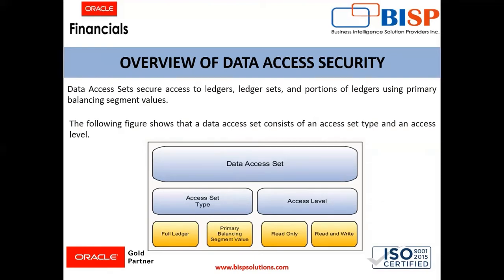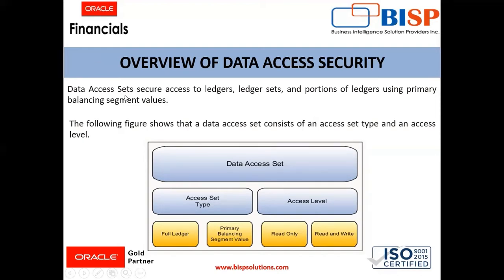And the access level which we can provide is read only and read and write. So the user will be able to read it, or read and write it. However, in the primary balancing segment value access type, only the balancing segment which is assigned to a data access set and to a user will be available for that user to access. And there also the access level can be read only and read and write.